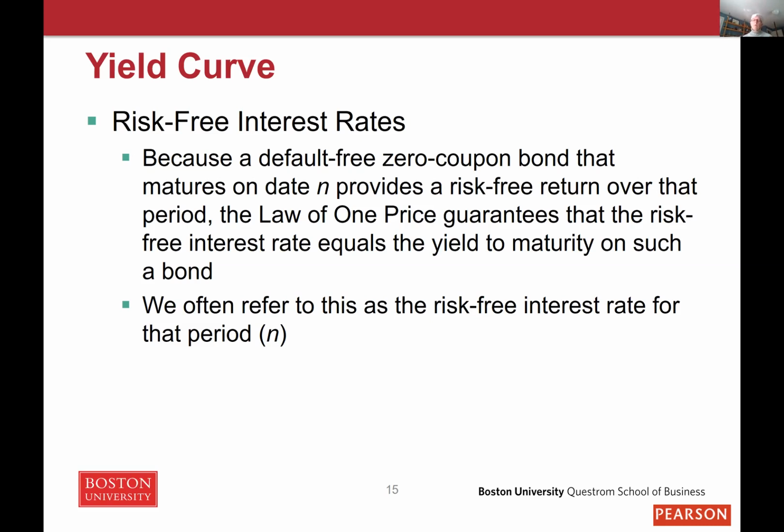So what the law of one price guarantees here is that if you have two different securities that you're getting the same cash at the same time, and there's no risk that you're not going to get the cash, then they have to have the same price. And if they have the same price, they have to have the same yield. So what we do is we call this the risk-free rate for that period.